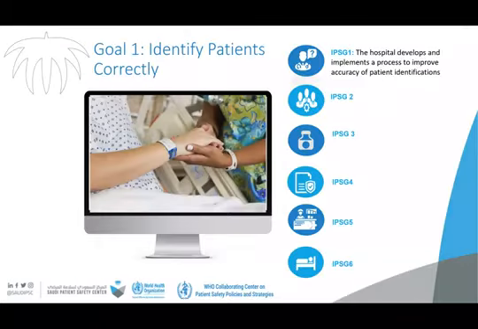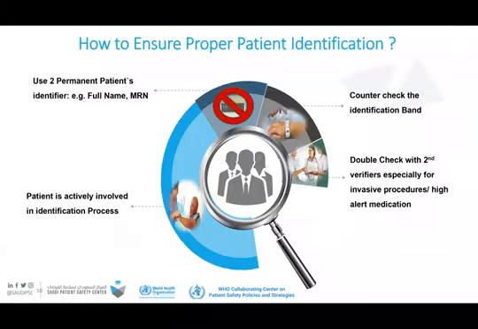International Patient Safety Goal number 1 is to identify the patient correctly. A very important thing for proper patient identification is that the patient is actively involved in the identification process. That means you do not tell the patient, "Your name is Muhammad Ahmed." Instead, you ask the patient, "What is your name?" And then you counter-check the identification band for the patient, to make sure that this is correct.